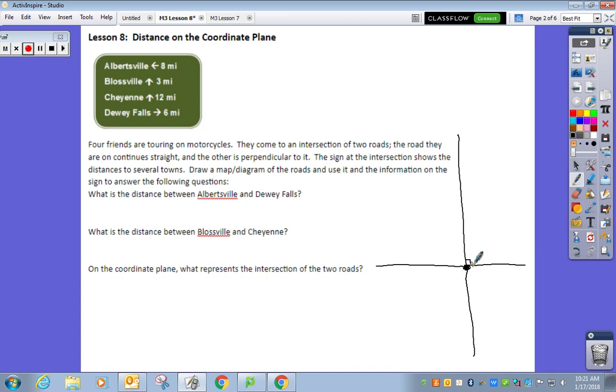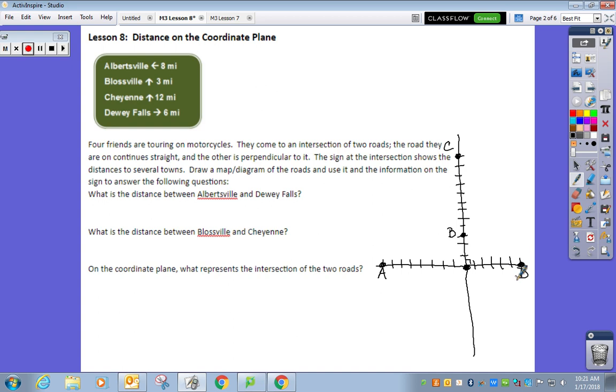So if we look at the sign, it says that Albertsville is 8 miles to the left. So 1, 2, 3, 4, 5, 6, 7, 8. Here's Albertsville. We'll put A. Blossville is 3 miles straight ahead. So here is Blossville. Cheyenne is 12 miles ahead, so 1, 2, 3, 4, 5, 6, 7, 8, 9, 10, 11, 12. There's Cheyenne. And Dewey Falls is 6 miles to the right.